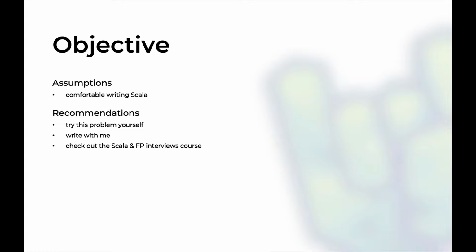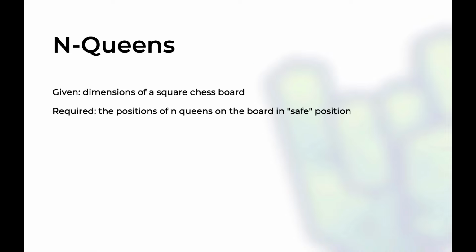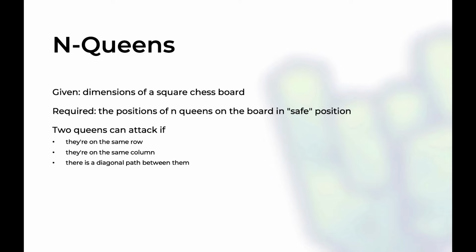That being said, let's introduce the N queens problem. So this is a classical problem in computer science which sounds something like this. Given the dimensions of a square chessboard n, we want to find the positions of n queens on the board in safe position. That means that they are unable to attack each other. Now, from the basic rules of chess, two queens can attack if they are on the same row, on the same column, or if there is a diagonal path between them.